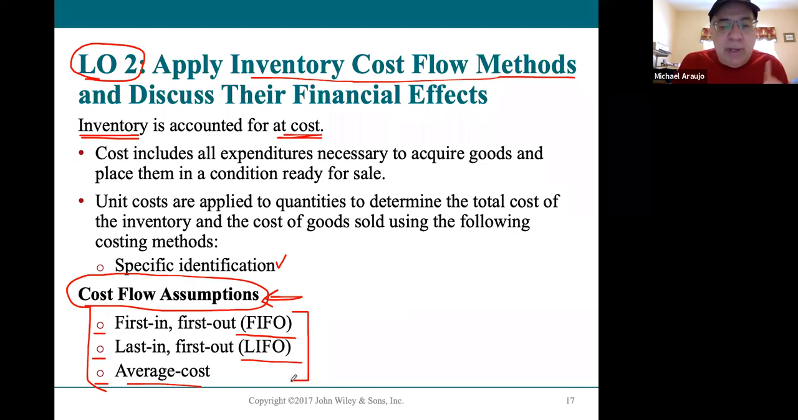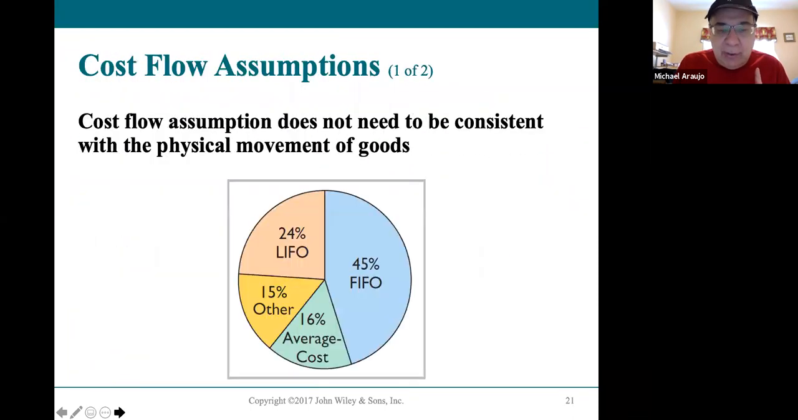These are the cost flow assumptions that you're going to be learning about, and it's going to take a little bit of time to get through them, but it's well worthwhile. You're going to see this over and over again for any business that has inventory.